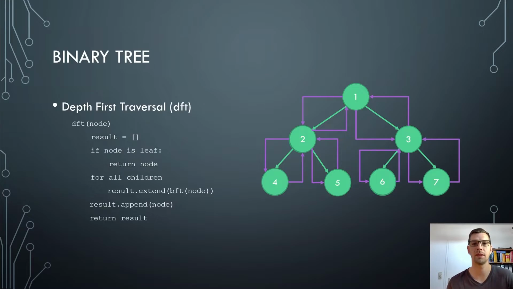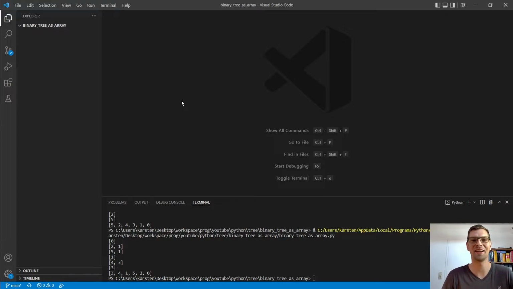So what would be the result of this depth first traversal? It would be 5, 4, 2, 6, 7, 3, and in the end the 1. Alright, so let's implement that in Python.